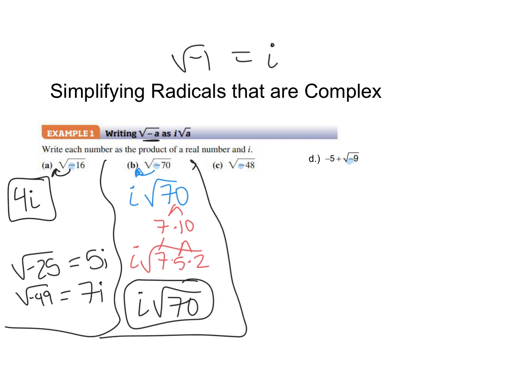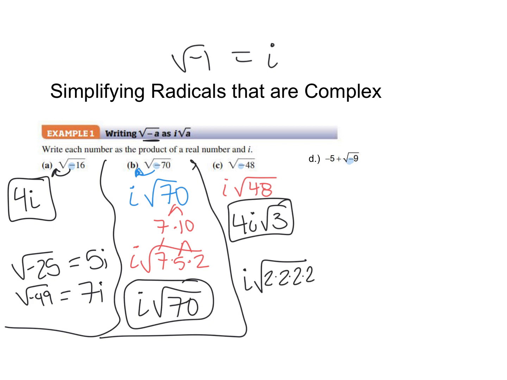All right, letter C. I have a negative, so I'll take that out as the i, and then I'm going to reduce the square root of 48, which we already did earlier in this video. If you remember, we were able to take out a 4, and there was a 3 left over. So this would be 4i square root of 3. If you wanted to do the prime factorization, it would look like that. I would take out a 2 and a 2, and that's how I would get the 4i, and then a 3 would be left over.